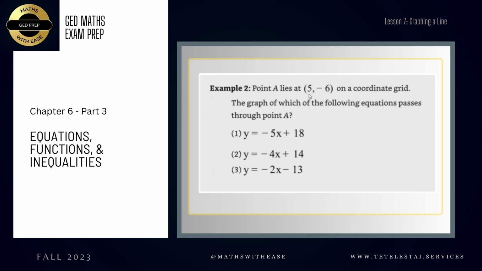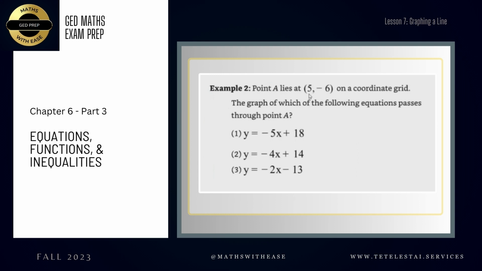Point A lies on 5, negative 6. Okay, so this is the coordinate pair on a grid. The graph of which of the following equations passes through point A? It's asking us which of these lines is the correct line for this particular set of points. Meaning, if we decided that we were going to plot these 3 lines, which one of them would accurately reflect this ordered pair?